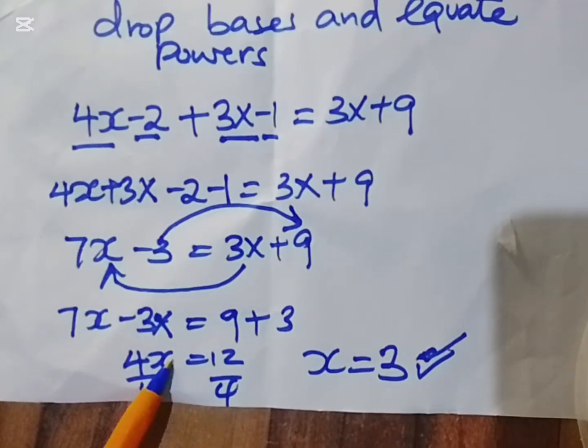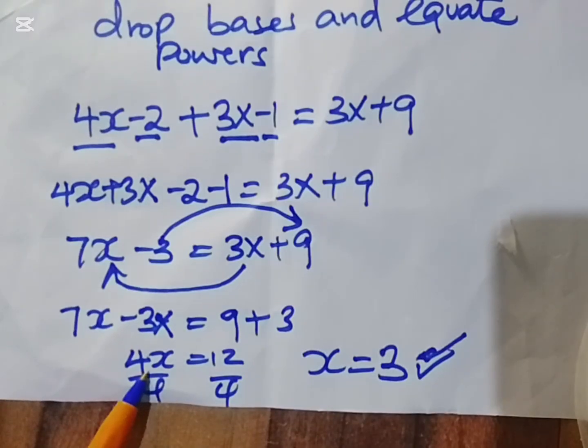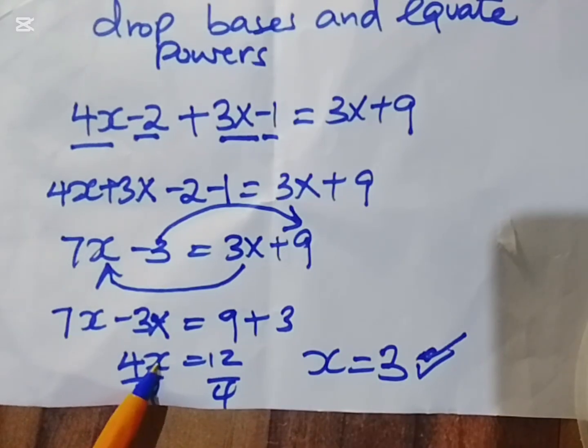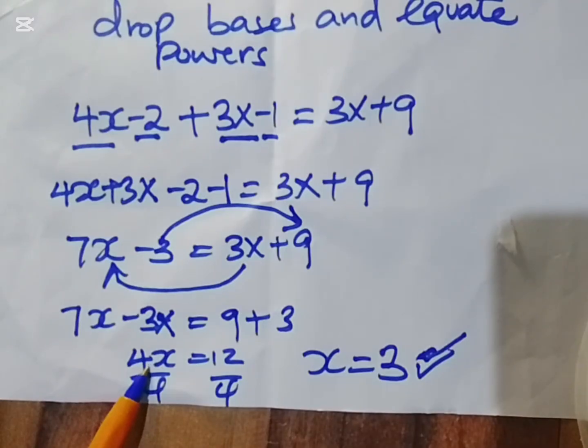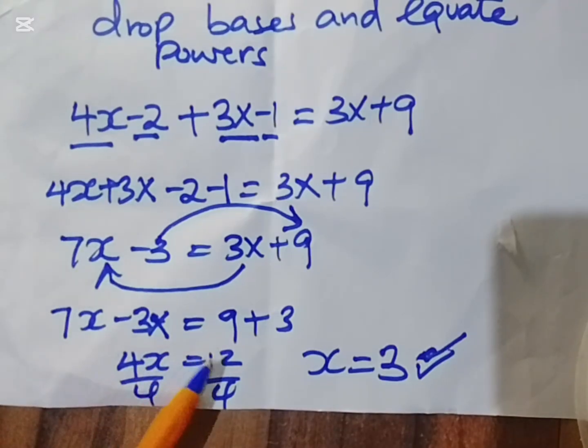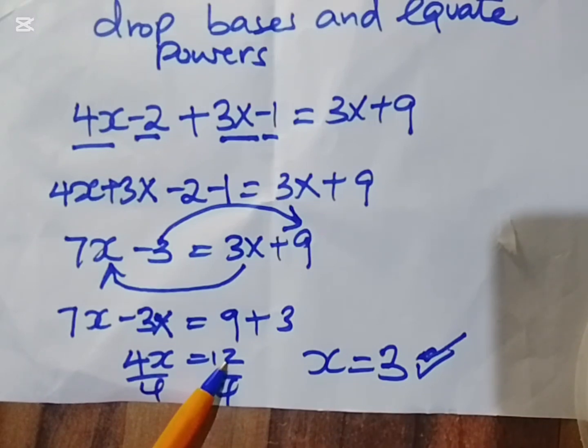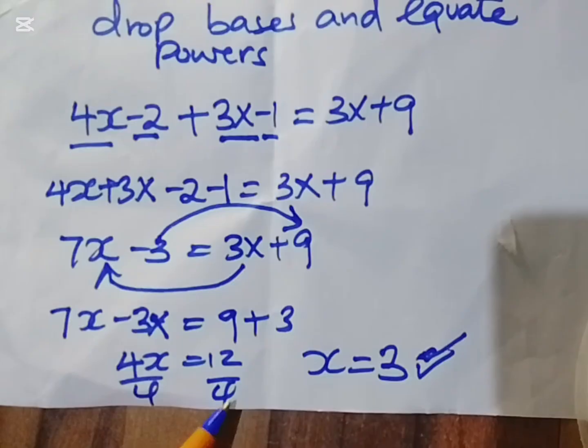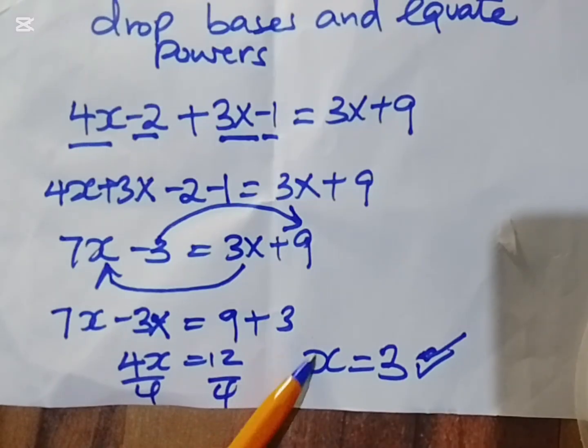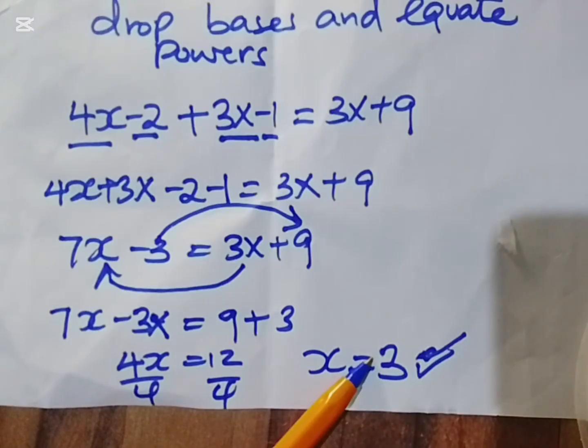Remember, initially we were to solve for the value of x. So here, we divide by the coefficient of x, which is 4. So you divide by 4 both sides. If you divide by 4 here, you will get x. And if you divide by 4 across the equal sign, you have 3. So the value of x becomes 3.